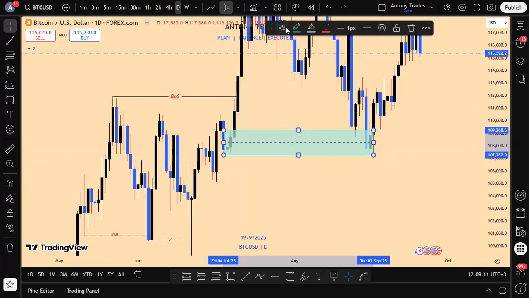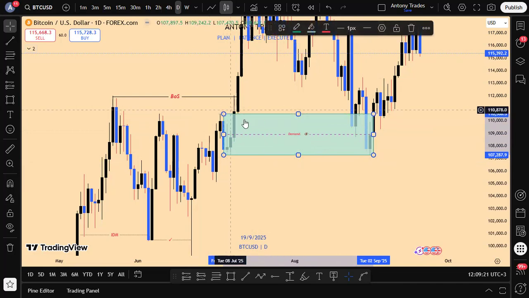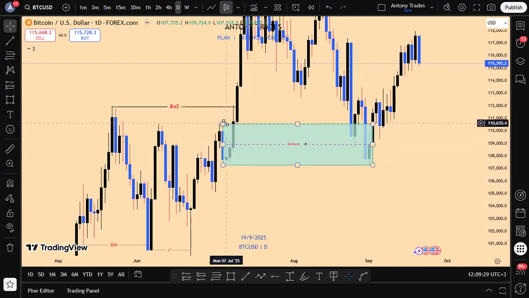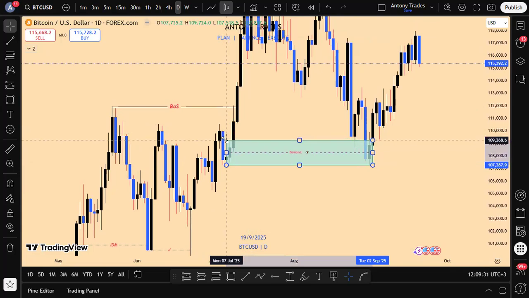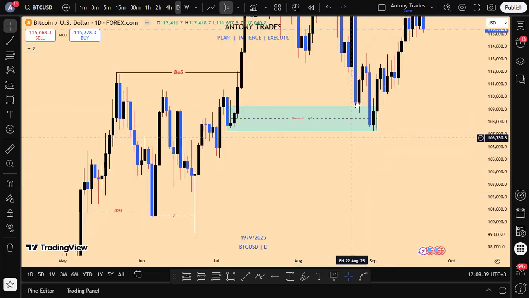Now, this point of interest, this is what I mark as my demand zone. In the real sense, you are supposed to mark it like this. This is how you are supposed to mark it. But now, since we have a point of interest within our order flow, we refine it to this candle like this. I don't know whether you are getting it. Make sure you mark it from the low to the high of that candle. Now, this area becomes my demand zone.